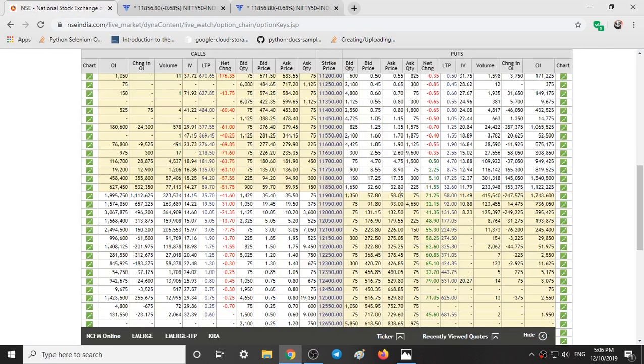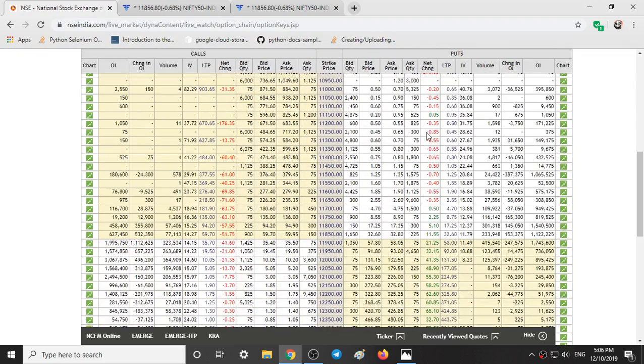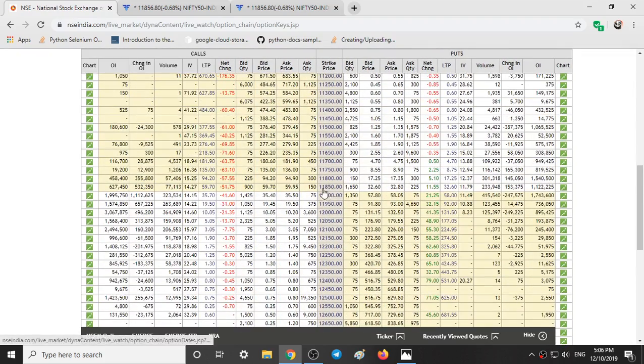On the other hand, if you look at the option chain, here we have Nifty 50 and the current price is 11856 and the expiry is 12th December. So 11856 falls in between 850 and 900, and here we have 6,27,000 open interest in calls and 11,22,000 open interest in puts, and at 11,900 we have 19 lakhs of open interest in calls and 17 lakhs of open interest in puts.